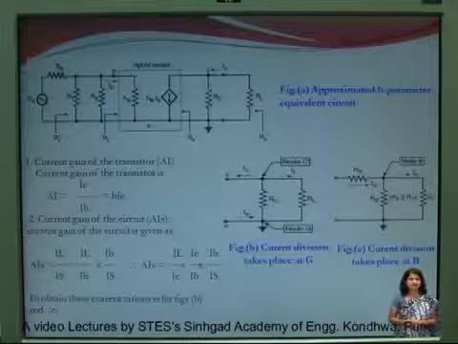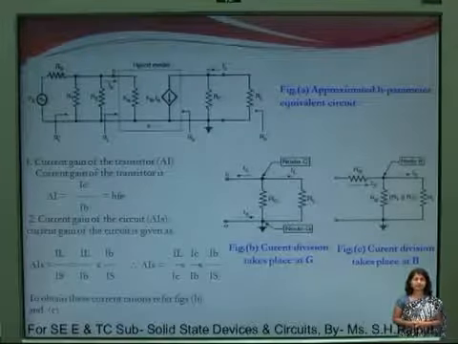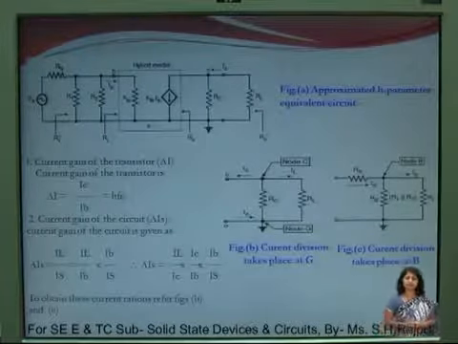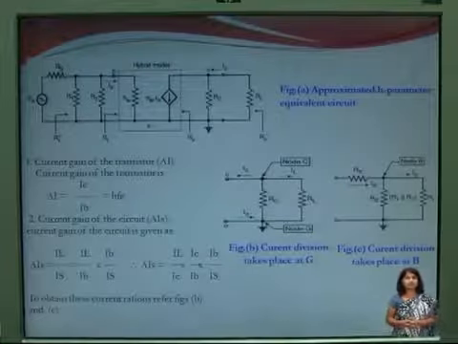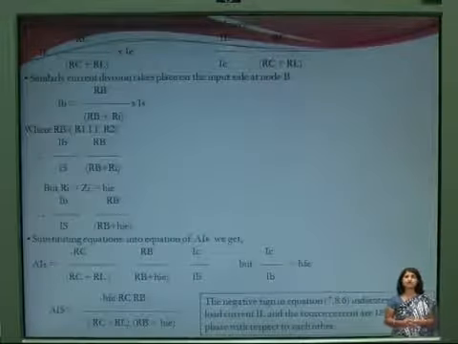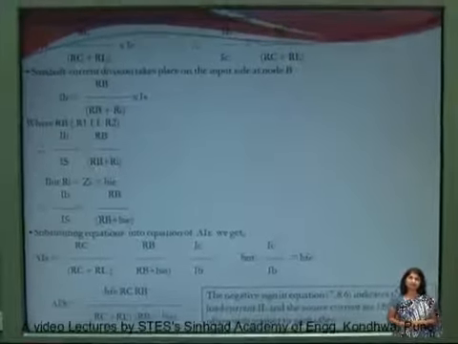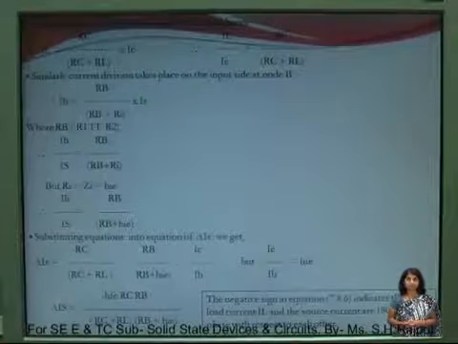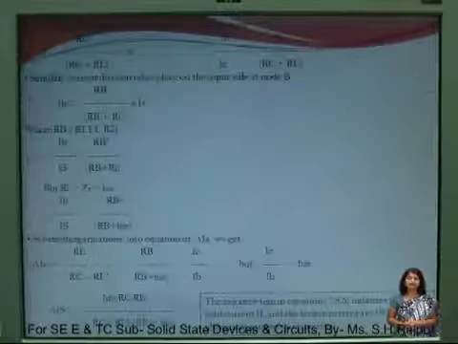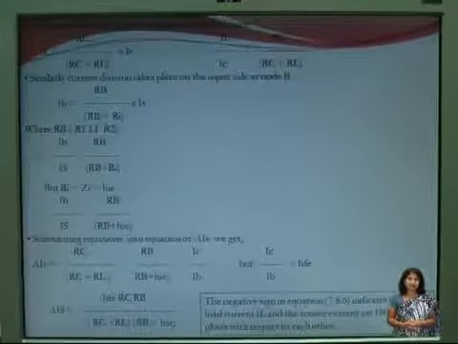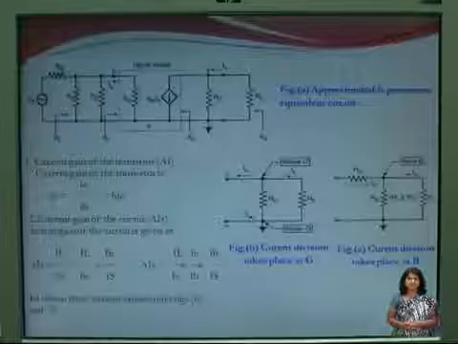Current division takes place at node G as shown in the last figure. If you observe figure B, current division takes place at G. Now I can write IL is equal to RC divided by RC plus RL into IC. Now I can write IL divided by IC is equal to RC divided by RC plus RL.